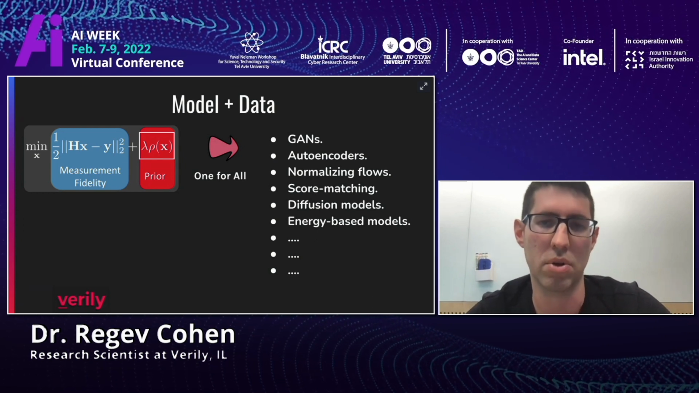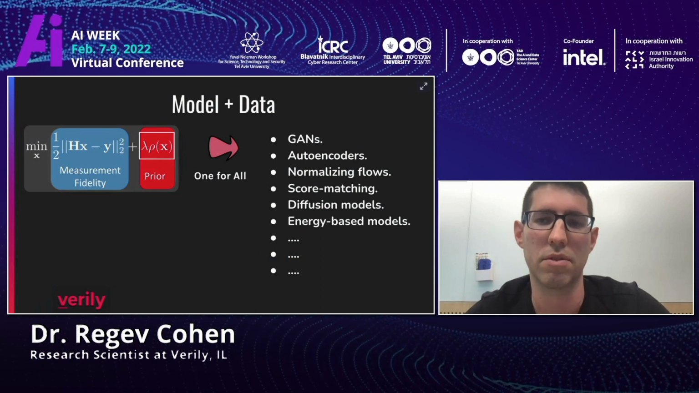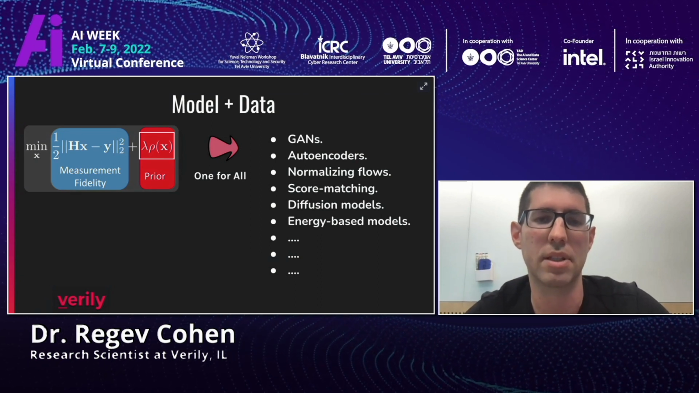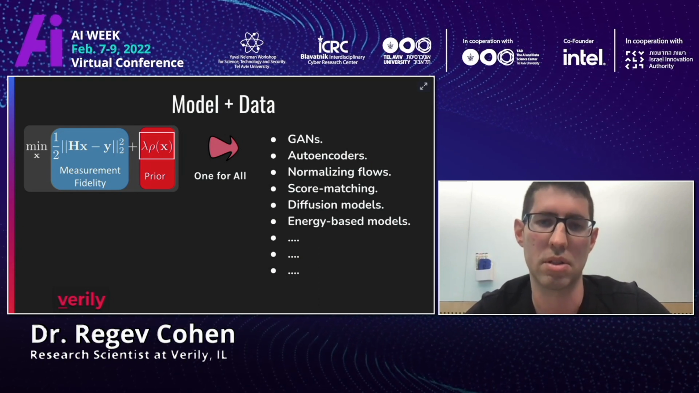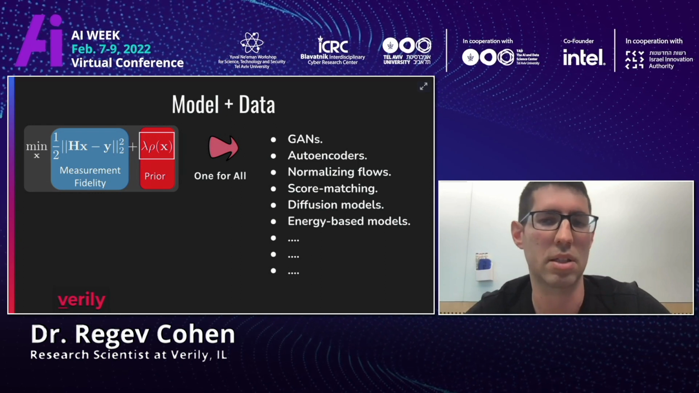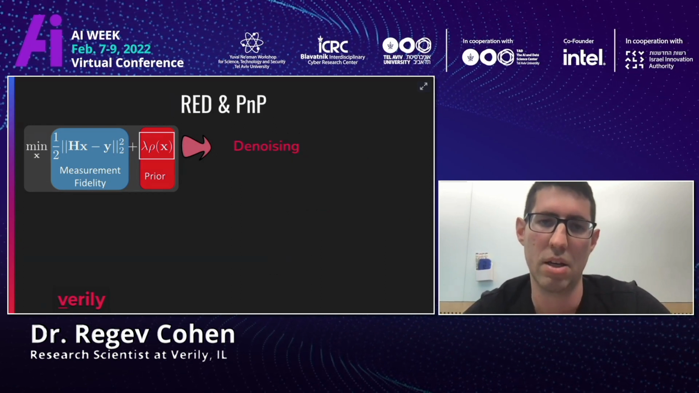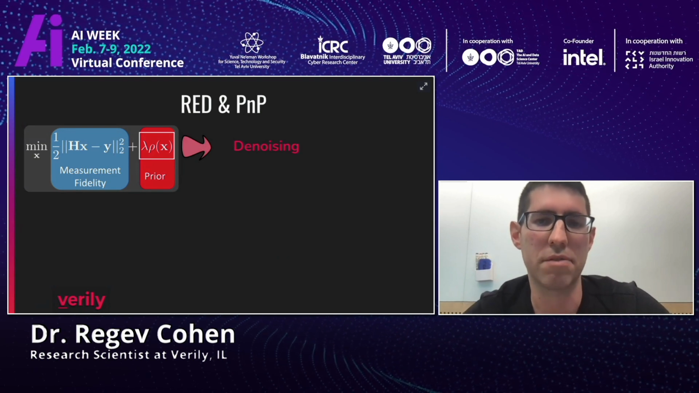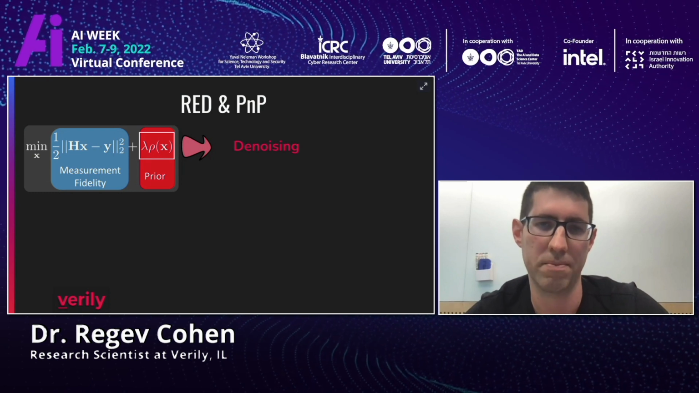Here, we train a single network on a specific dataset and later on exploit it for solving different problems with different datasets. A variety of networks can be used, such as GANs, autoencoders, diffusion models, and many, many more. Here, I would like to focus on a specific approach, where we use denoisers as our priors.